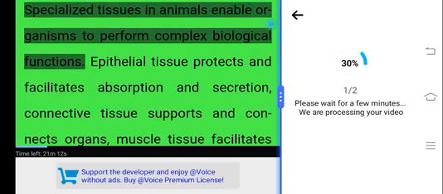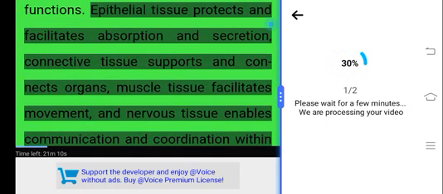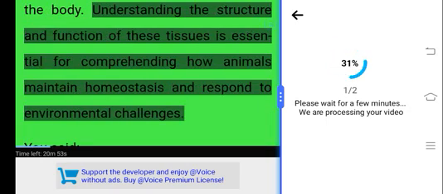Conclusion. Specialized tissues in animals enable organisms to perform complex biological functions. Epithelial tissue protects and facilitates absorption and secretion. Connective tissue supports and connects organs. Muscle tissue facilitates movement, and nervous tissue enables communication and coordination within the body. Understanding the structure and function of these tissues is essential for comprehending how animals maintain homeostasis and respond to environmental challenges.